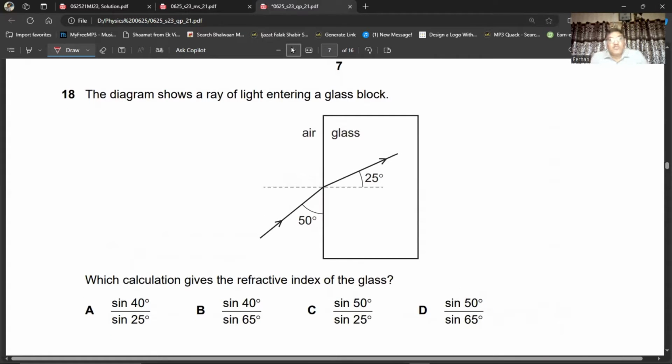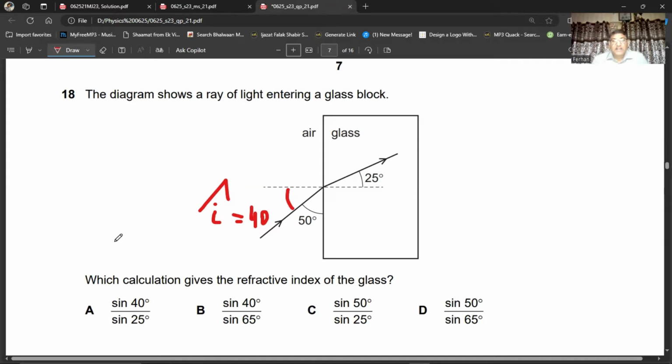Question number 18. The diagram shows a ray of light entering a glass block. Which calculation gives the refractive index of the glass? Okay. So this is the angle of incidence in the rare medium. And this angle of incidence is how much? This will be how much? It will be 90 minus 50. It will be 40. So the refractive index will be sine I divided by sine R.